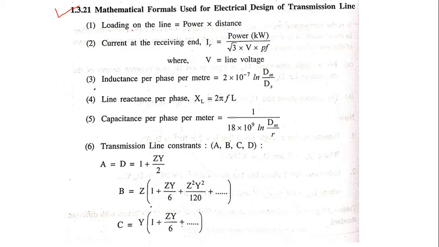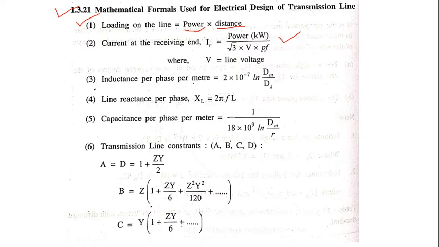So for that we can find the loading on the line, that is the power requirement and at what distance we require that power. This is called the loading of the line. Second term, that is the current at the receiving end. We can find the current at the receiving end with the equation I is equal to power in kilowatt divided by root 3 V into power factor. We all know this is the equation of the current, while V is equal to the line voltage.